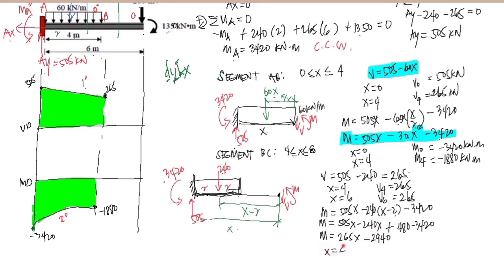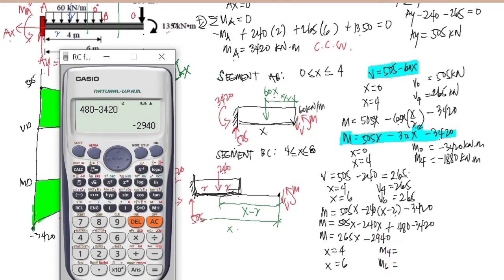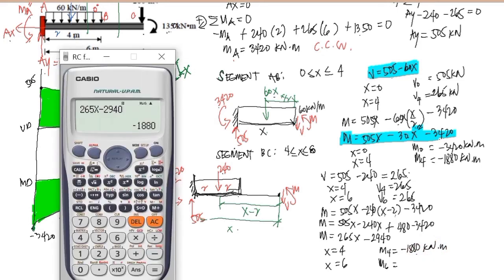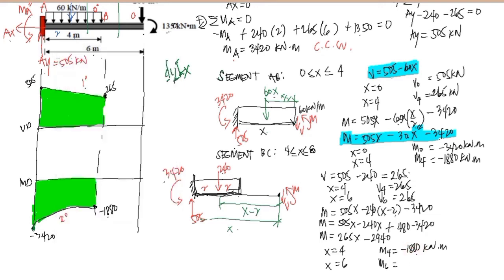And at x is equal to 4 and x is equal to 6, let's compute for the moment at 4 and the moment at 6. So we have here our equation 265x minus 2940. So at x equals 4, we have here negative 1880. So negative 1880 kilonewton meter. So that's a sort of our checking, since it matched our previous answer. At x equals 6, we have here negative 1350. So we have negative 1350 kilonewton meter.